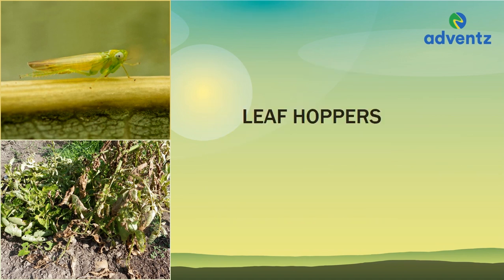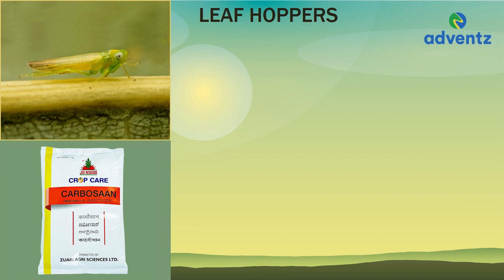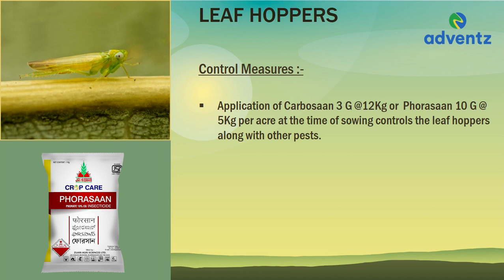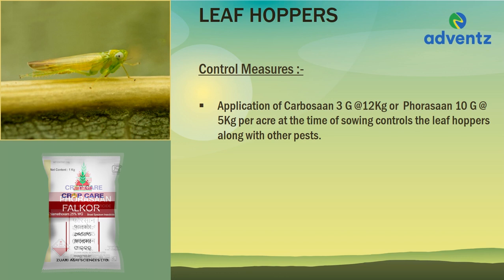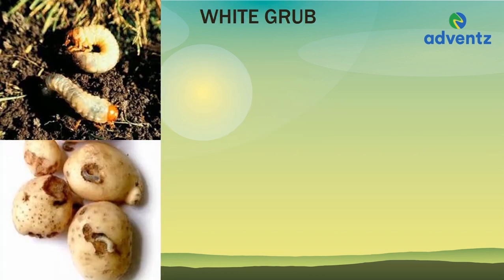Leaf hoppers, how to manage? The control measures of leaf hoppers include an application of Carbosan 3G at the rate of 12 kg per acre or Forasan Denji at the rate of 10 grams per acre. And if the crop has advanced to a later stage, then we should apply Fulcor at the rate of 100 milliliter per liter. The next pest is called white grub.